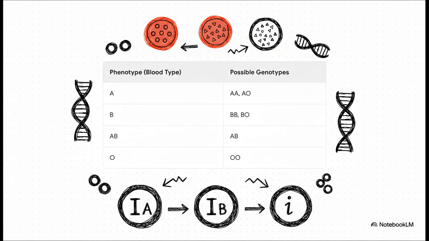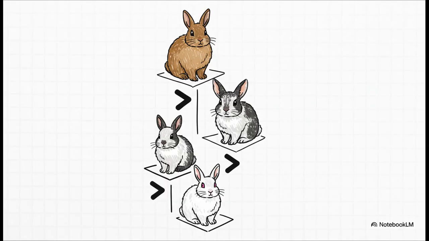Let's go back to blood types for a second. The ABO system isn't just a great example of codominance, it's also a perfect example of multiple alleles. In the human population, there aren't just 2 options for this gene. There are 3, A, B, and O, and they combine in all these different ways to give us our blood types. And believe me, it can get even more complicated.